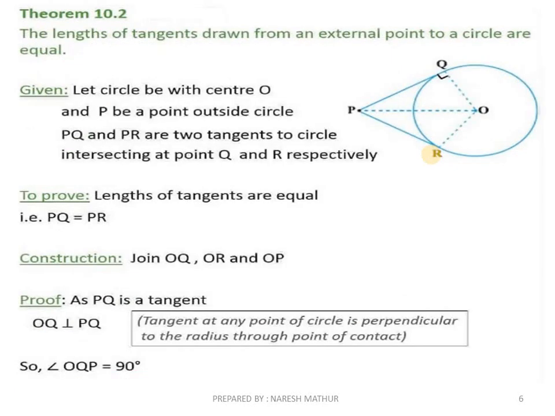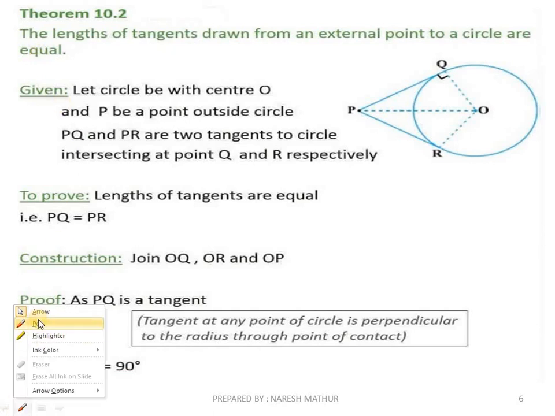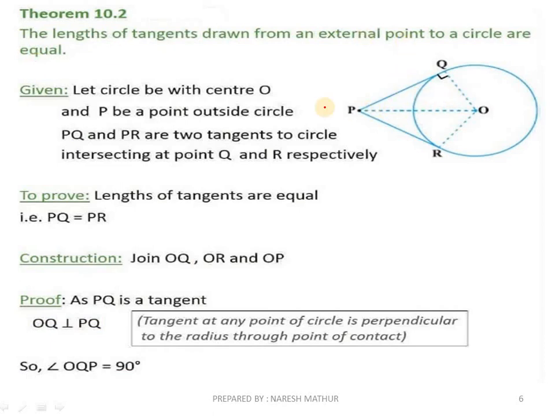Now see theorem 10.2. The lengths of the tangents drawn from an external point to a circle are equal. It means let's say P is an external point and we are given a circle with center O. QP and PR are tangents from the same external point P. We need to prove that PR is equal to PQ. Now just join OP. In the construction we will join OQ, OR and OP.